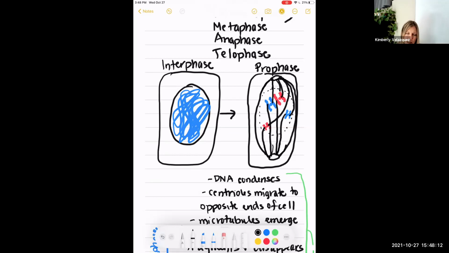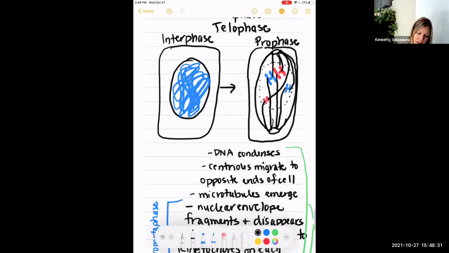So the ones that are connected are called kinetochore microtubules. And then you have non-kinetochore microtubules. I don't want you to know those terms. If you go on to take Bio 200 or maybe even in physiology, they differentiate between those microtubules. Just realize not all of them attach to sister chromatids, but the ones that do are really, really important.